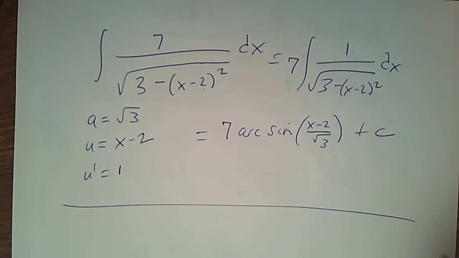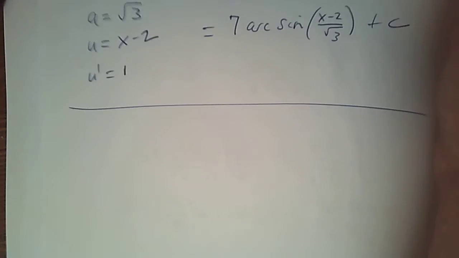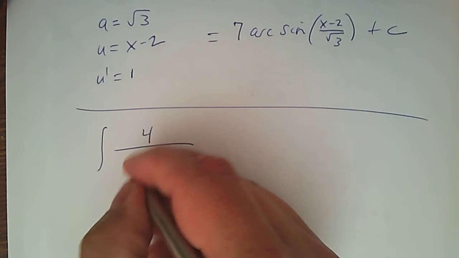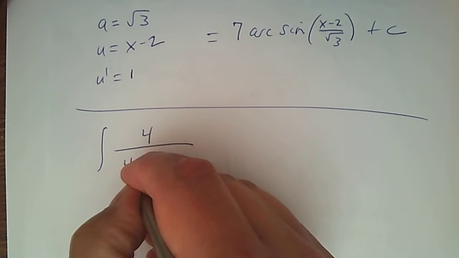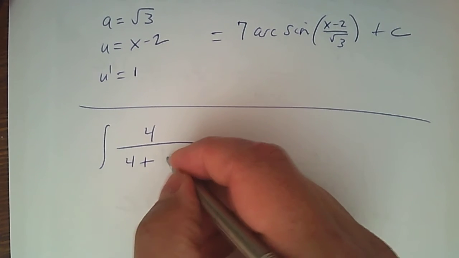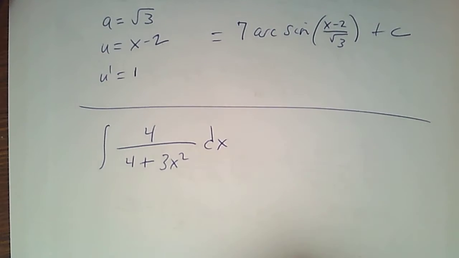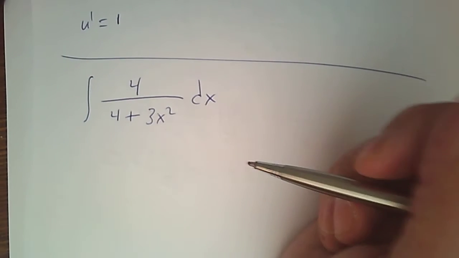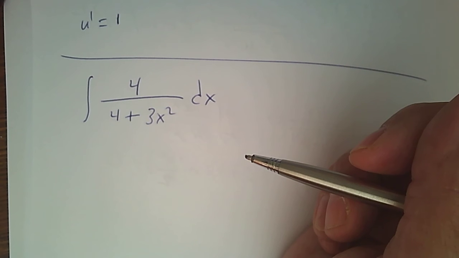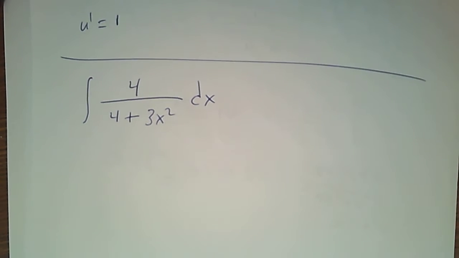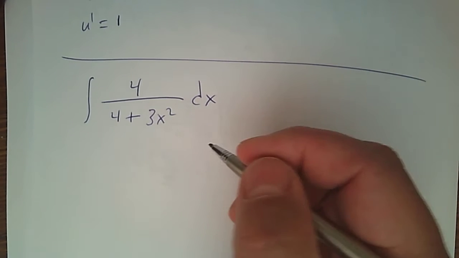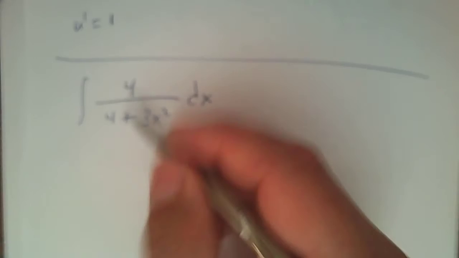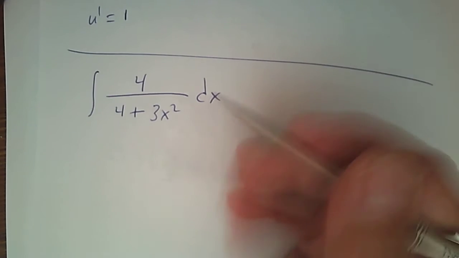All right, next one, arctangent. Now, what does arctangent look like differently than what we just did? All right, so let's see how it looks differently. That's fine. Okay, so what do I notice differently here? First of all, no square root in the denominator, and it's not subtracting, it's adding. So right away, I see a difference.